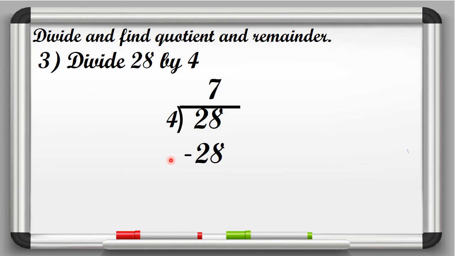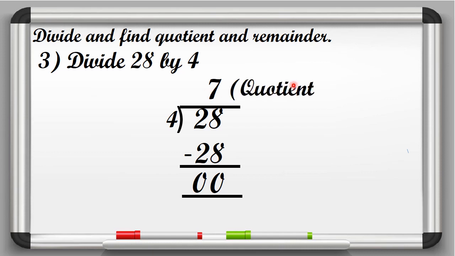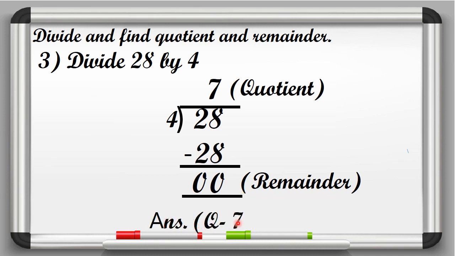Now put the minus sign here. Okay, and start from ones place. 8 minus 8, that is equal to 0, and 2 minus 2, that is also equal to 0. So in this question, 7 is the quotient, so here we will write quotient, okay, and 0 is the remainder. So how we can write its answer? That is Q 7 and R 0.